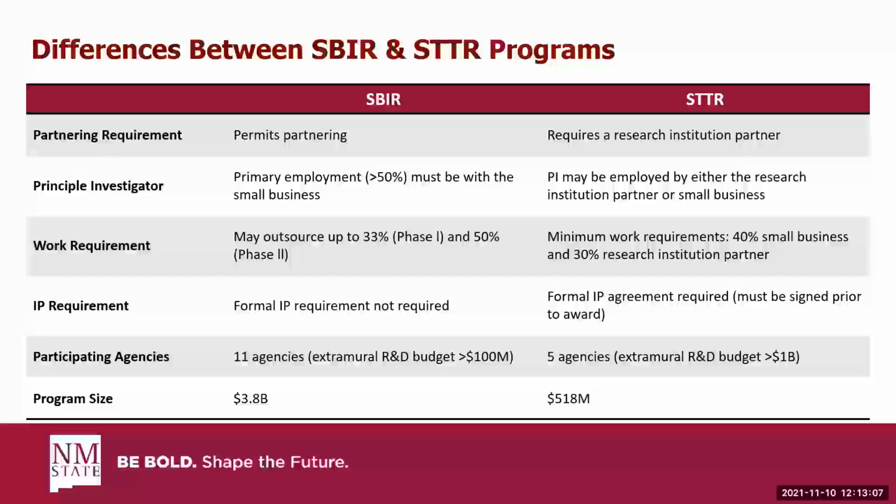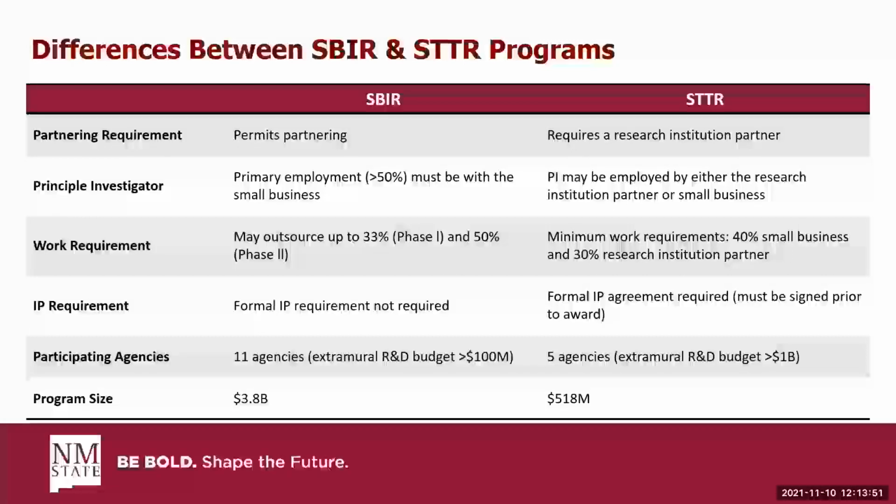So, going into some of the differences between the two. These are really critical, so if you're interested in STTR, pay attention, and we're happy to answer any questions you may have. The first is the partnering requirement. This is the biggest difference between these two programs. In SBIR, you're permitted to partner. So if you want to contract with somebody, you're allowed to do that, but you're not required to. With STTR, you have to partner with a research institution. And research institutions are institutions like universities, national labs, entities like that.